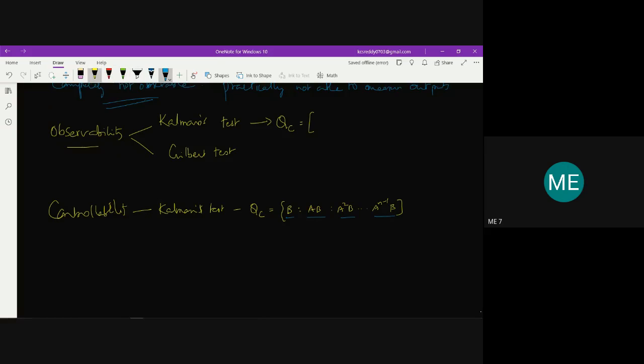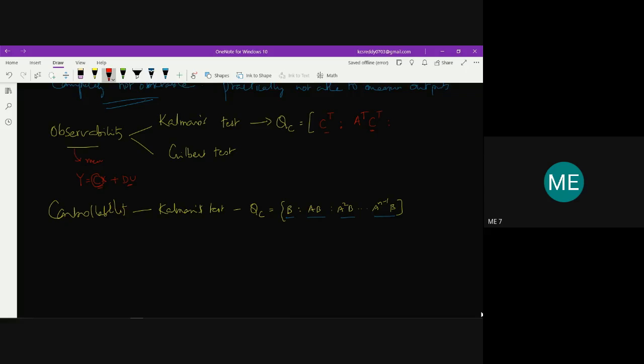In the observability matrix, the elements are C transpose, because observability depends on the measurement of the output. The output equation is y equals Cx plus Du, where the input variable may not be present in the output equation. That's why the C transpose matrix is taken, and then A transpose C transpose, because it depends on the output variable.